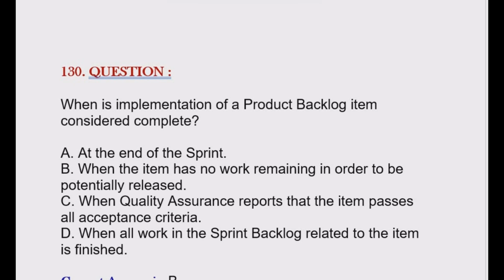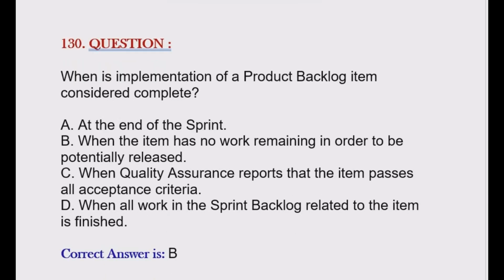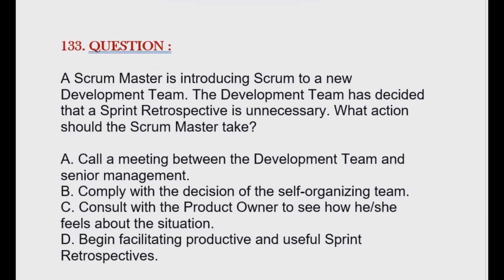Question is when is implementation of a product backlog item considered complete? Option A, at the end of the sprint. Option B, when the item has no work remaining in order to be potentially released. Option C, when quality assurance reports that the item passes all acceptance criteria. Option D, when all work in the sprint backlog related to the item is finished. Correct answer is option B.